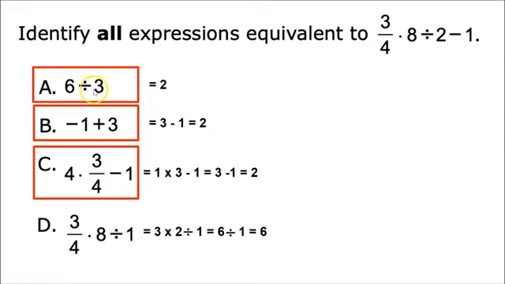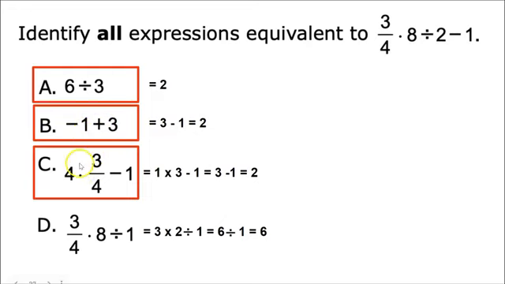And so 6 divided by 3 is 2. And so that's why A is correct. Minus 1 plus 3, you can think of it as 3 minus 1. It means the same exact thing. And so 3 minus 1 is equal to 2. So B is the correct answer as well.